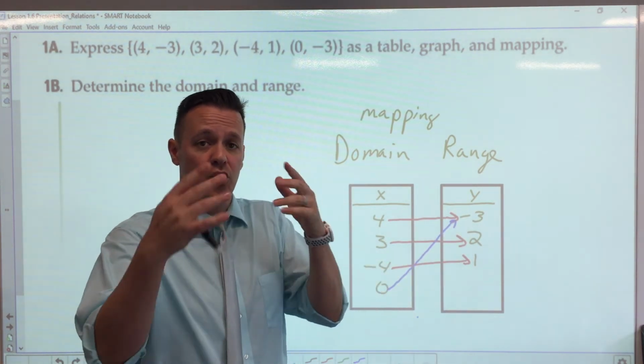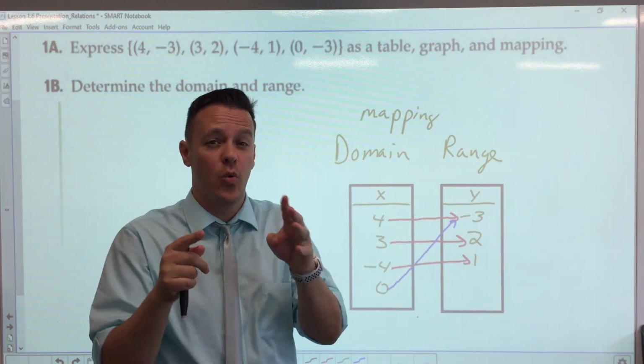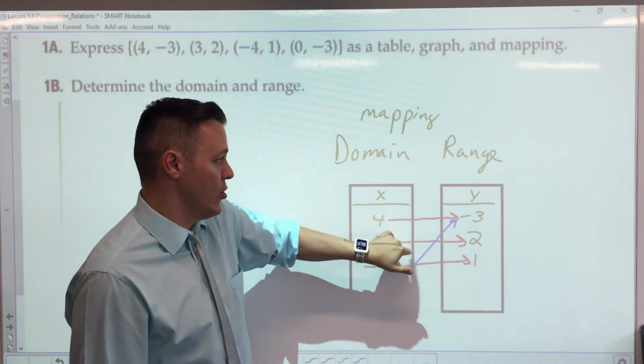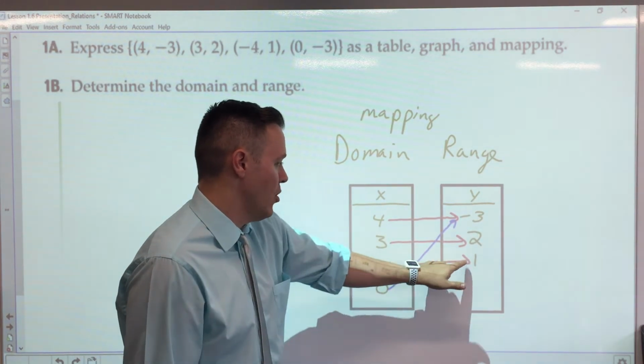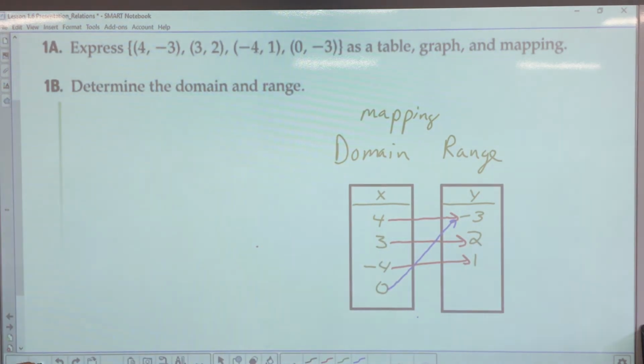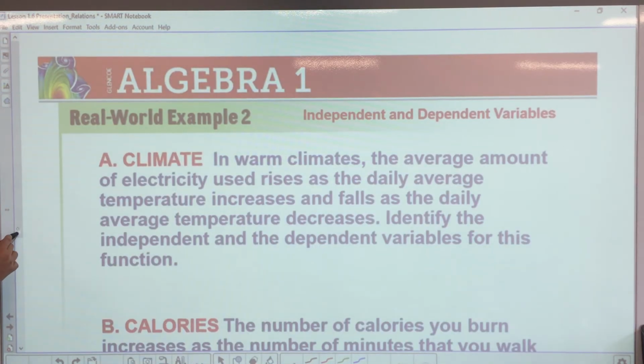Okay, so that way when you're looking at this mapping, if I were to say to you, what are the 4 points on a graph? You could tell me the 4 points: 4, -3, 3, 2, -4, 1, 0, -3. Okay? That's how you want to be able to read that. So it's very important that you guys can do that.